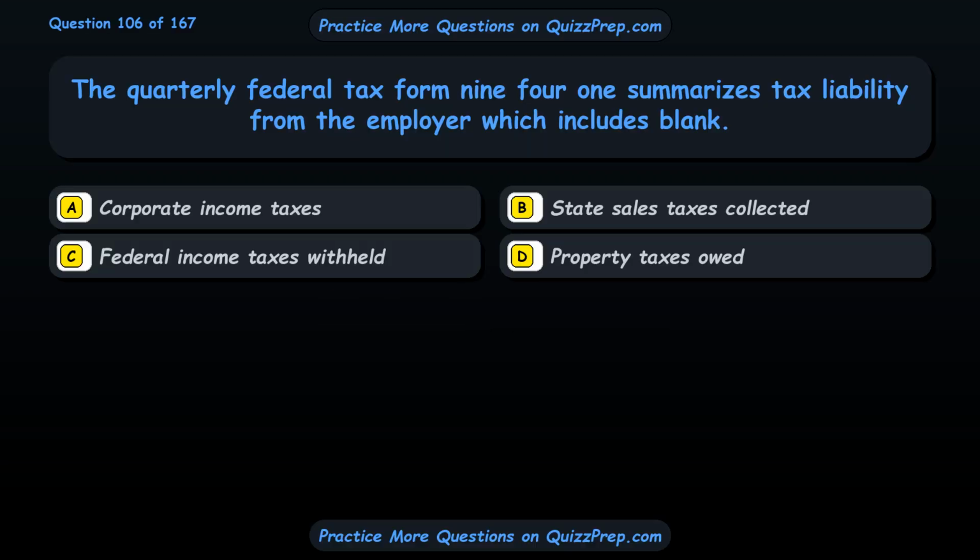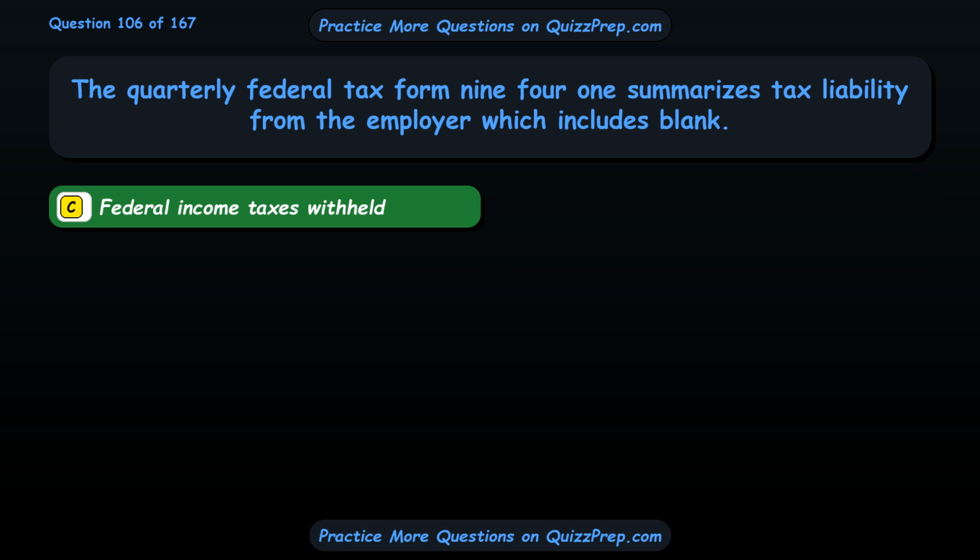Question 106. The quarterly federal tax Form 941 summarizes tax liability from the employer, which includes blank. Option A, corporate income taxes. Option B, state sales taxes collected. Option C, federal income taxes withheld. Option D, property taxes owed. The correct answer is option C, federal income taxes withheld.